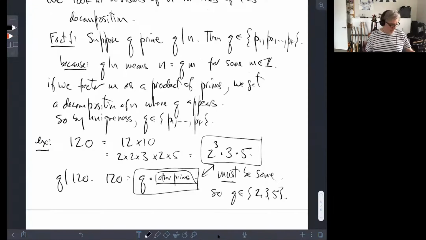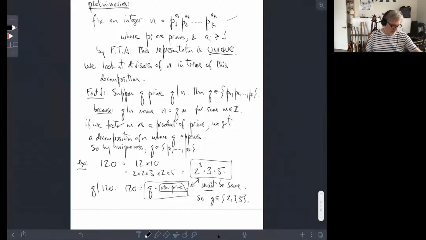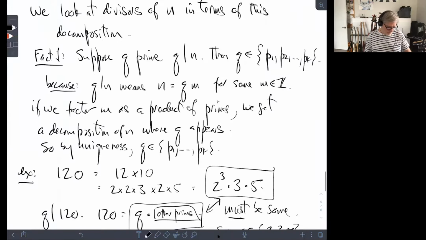Okay, so let me go back to the fact that I stated. Any prime that divides n, if n is written like this, the only primes that divide n are those guys that appear in that factorization, which is unique. It is the only way to factor n. So 120, the only primes that divide 120 are 2, 3, and 5. That's it. Okay, so now our second fact, which is based on the first fact.